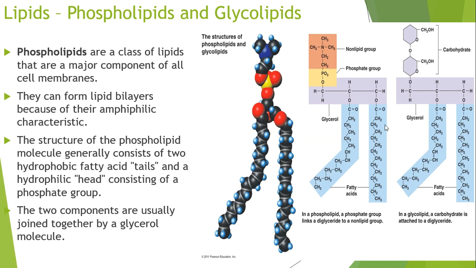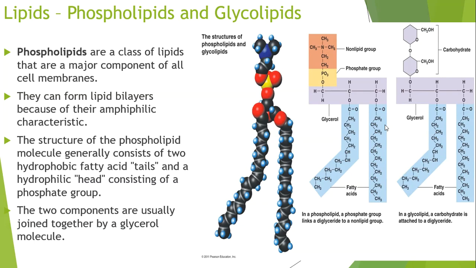Phospholipids are the largest functional group of lipids, a class that is a major component of all cell membranes. We'll talk about that more when we get into organelles, but they can form bilayers and they can form monolayers because of a particular quality that they possess.